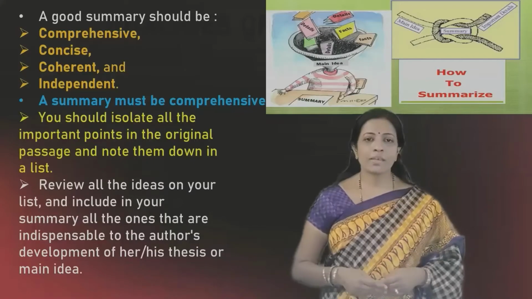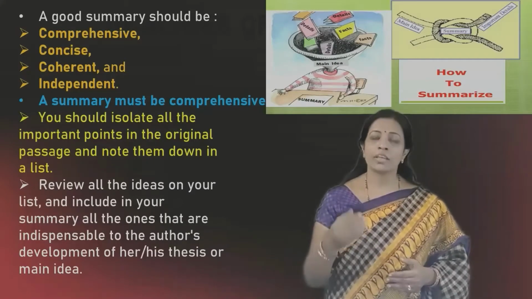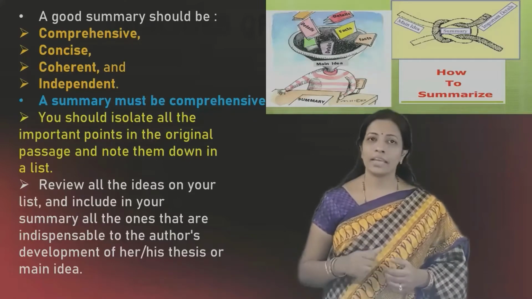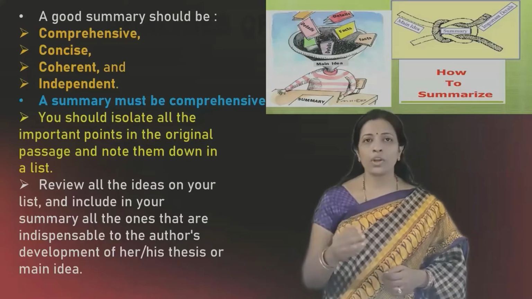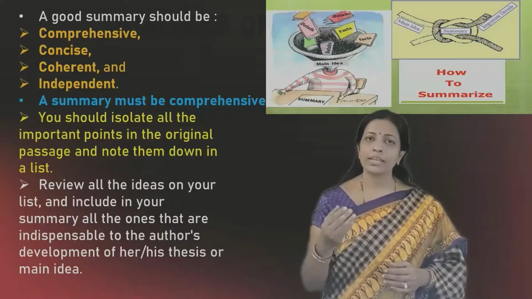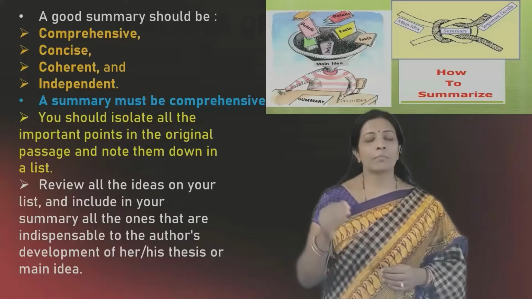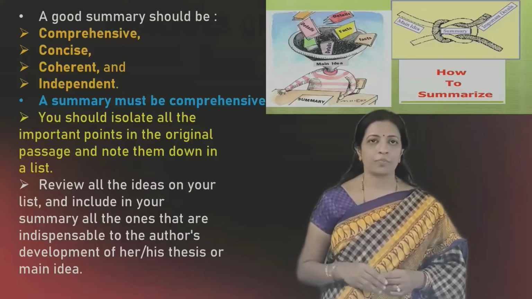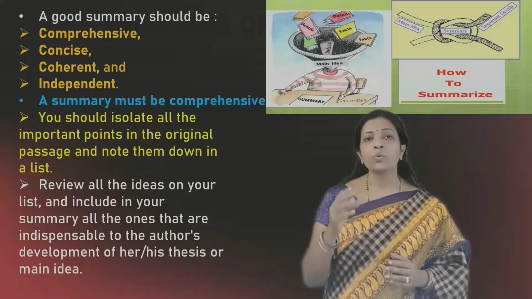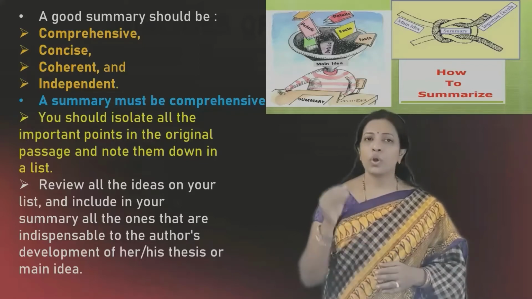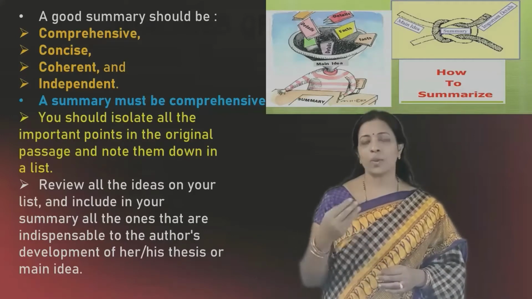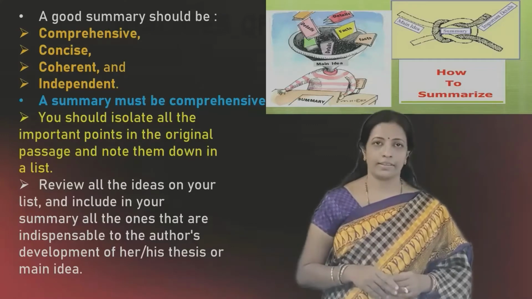Students, a good summary is one which is comprehensive, concise, coherent, and independent. Now, what are these things and what do they mean? Well, let us start looking at each one of them. A summary must be comprehensive. What does this mean? Well, you need to try and include all the important points which the writer has tried to express in the original text.